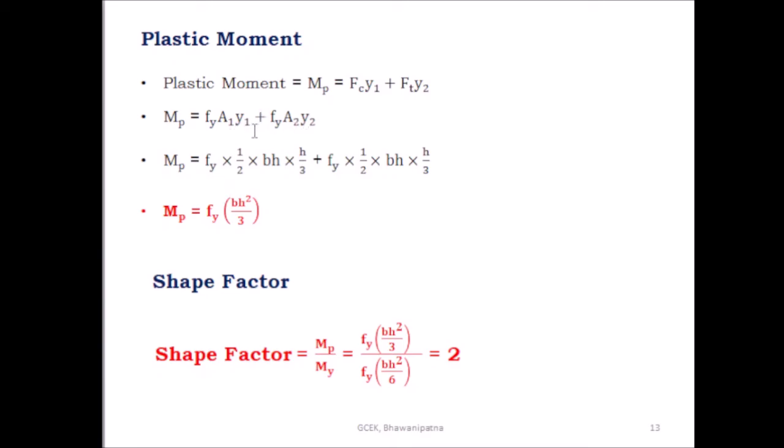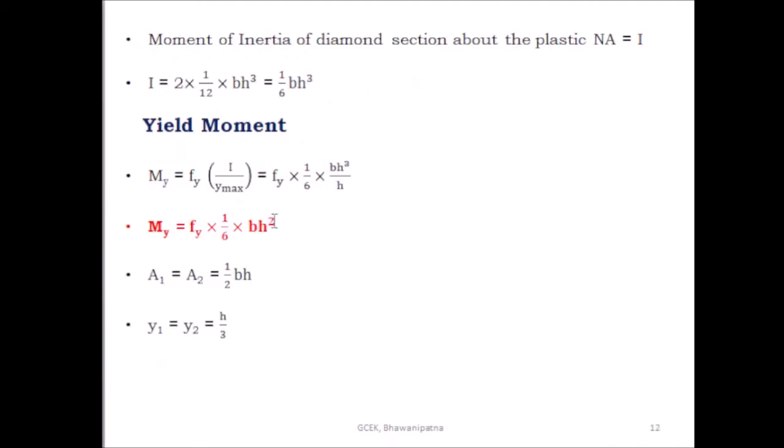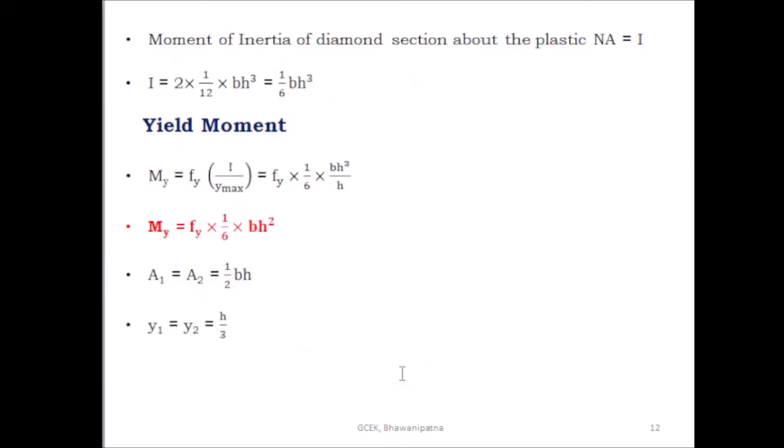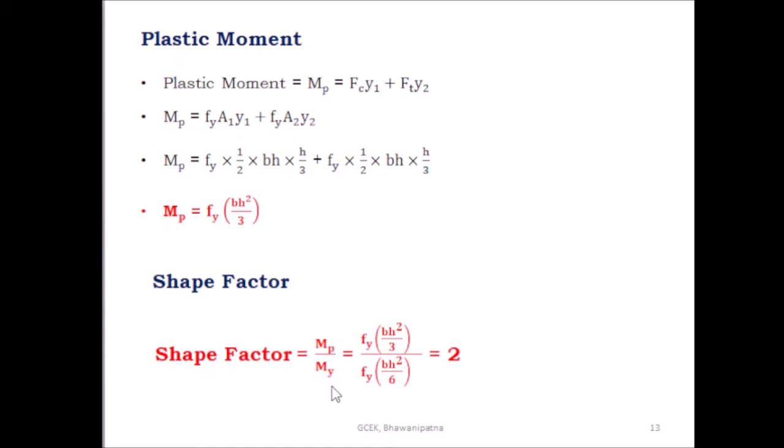After putting in A1 and y1, and after simplification, you get Mp is equal to Fy b h square by 3. Then, knowing the plastic moment and the yield moment, you can find the shape factor. The shape factor is equal to the plastic moment divided by the yield moment. The plastic moment is Fy b h square by 3 and the yield moment is Fy b h square by 6. After simplification, the shape factor is equal to 2. For the diamond section, the shape factor is equal to 2.